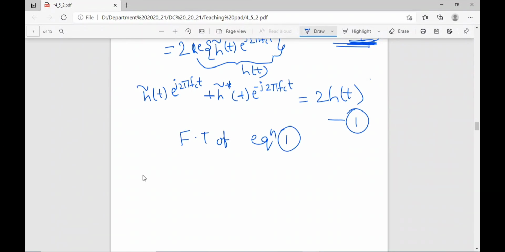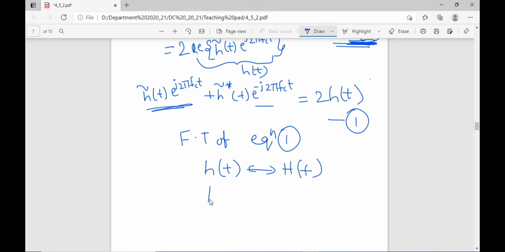Okay, so we know that, see here I need to use a frequency shifting property because the time domain signal is getting multiplied with e power j 2 pi fct. Here also the same thing. Okay, so first let us analyze. Let the Fourier transform of h of t be H of f.